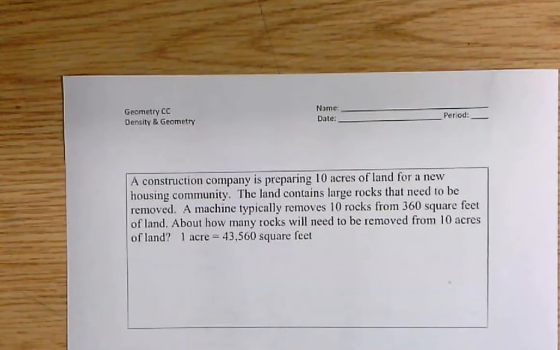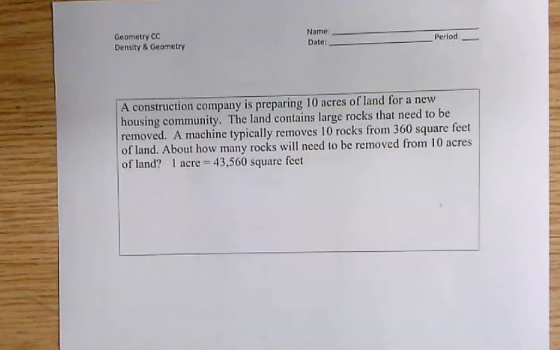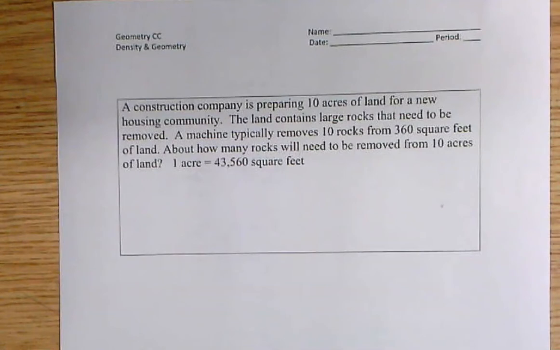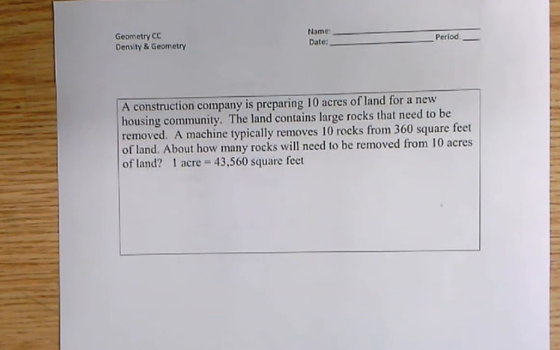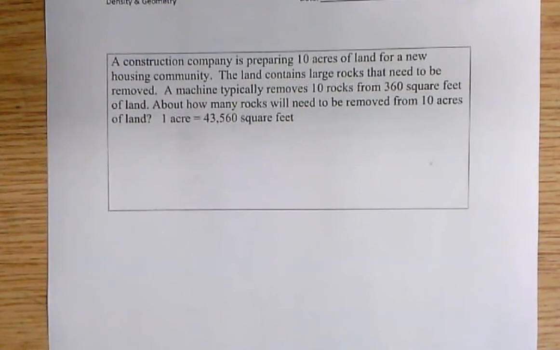Next up, a construction company is preparing 10 acres of land for a new housing community. The land contains large rocks that need to be removed. A machine typically removes 10 rocks from 360 square feet of land. About how many rocks will need to be removed from 10 acres of land? So this is one, and this very often happens in density problems. We have to convert our units.